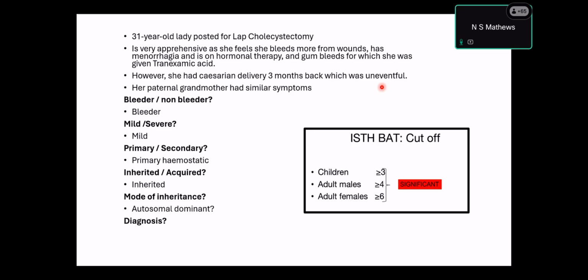Any DDs, any diagnosis or differential diagnosis as to what could be her condition? Von Willebrand disease. Okay, von Willebrand disease. Let's keep that. Yes, okay. Anything else? It can be.